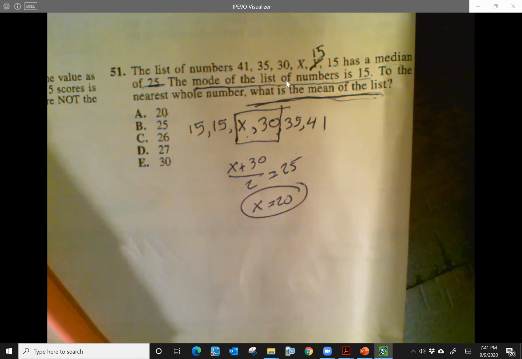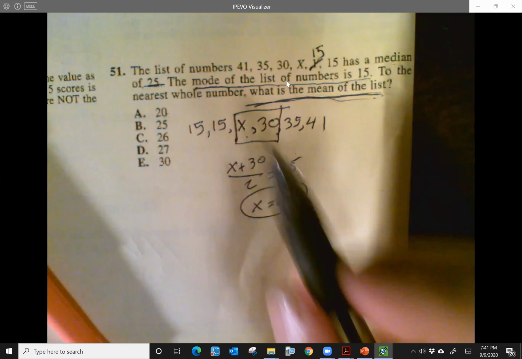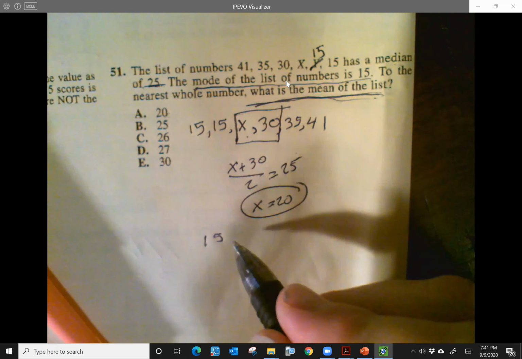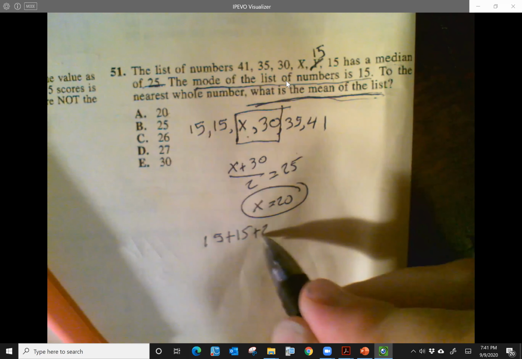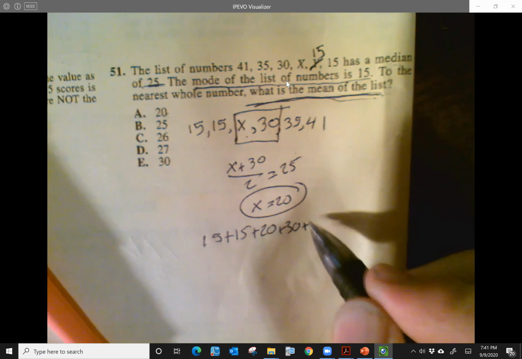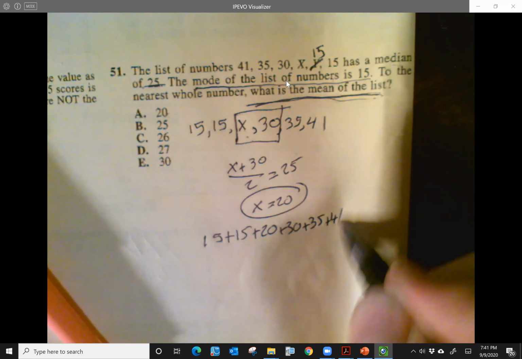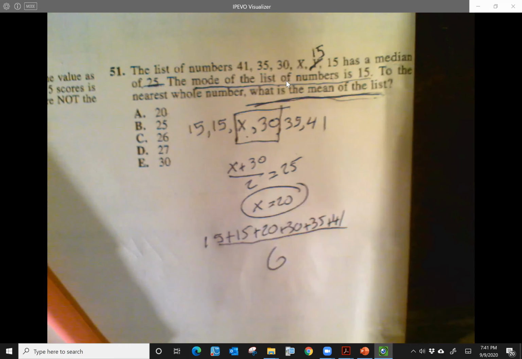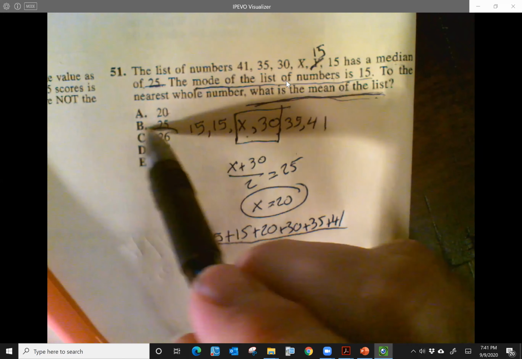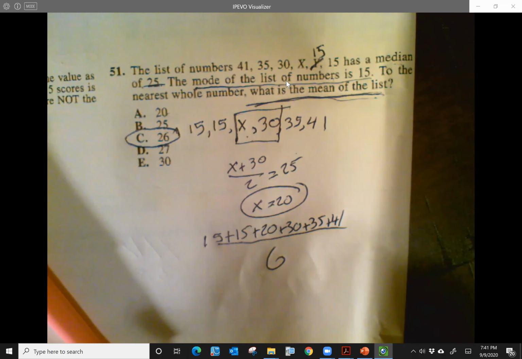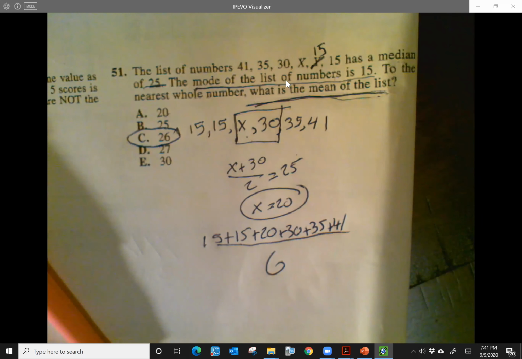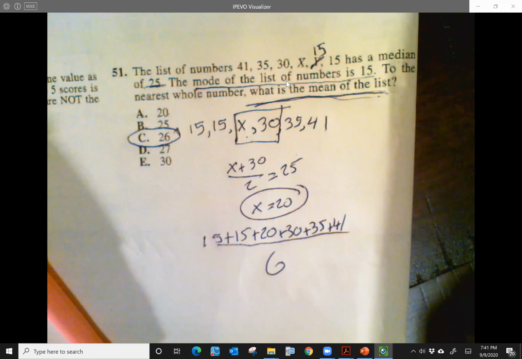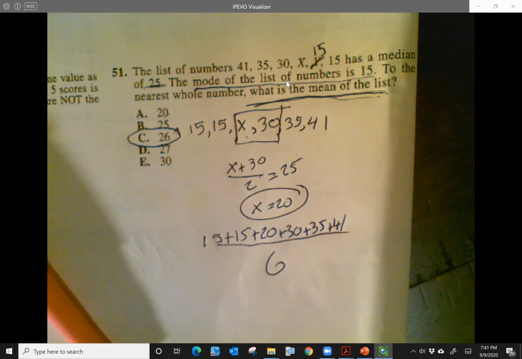Be careful, right? So now I got to find the mean of the list, which means add up all the numbers and divide by 6. And when we do that, we get letter C, which is 26. So this one kind of, the median and mean and mode, they're not too bad at concepts, but boy, they could get a little confusing there.